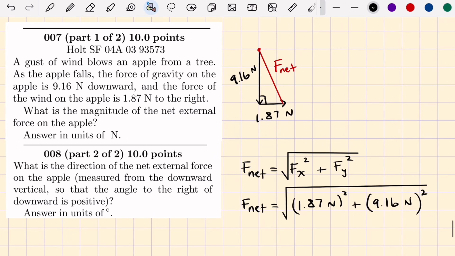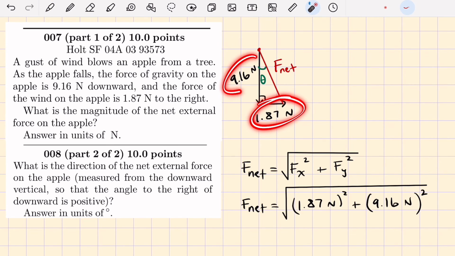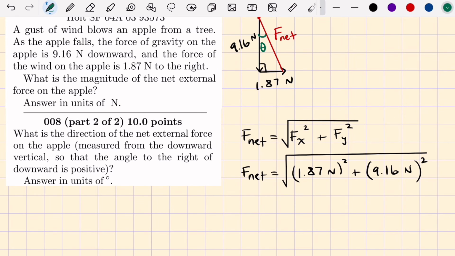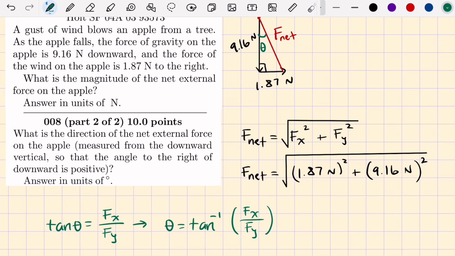How do we go about the angle? Well, they want to know the angle from the downward vertical. That means what we're looking for is this here. Let's call this one theta. We'll have the opposite and adjacent side, so we can use the tangent. So in this case, the tangent of theta is the force along the x divided by the force along the y. We'll take the inverse of that, and that will give you the correct angle.